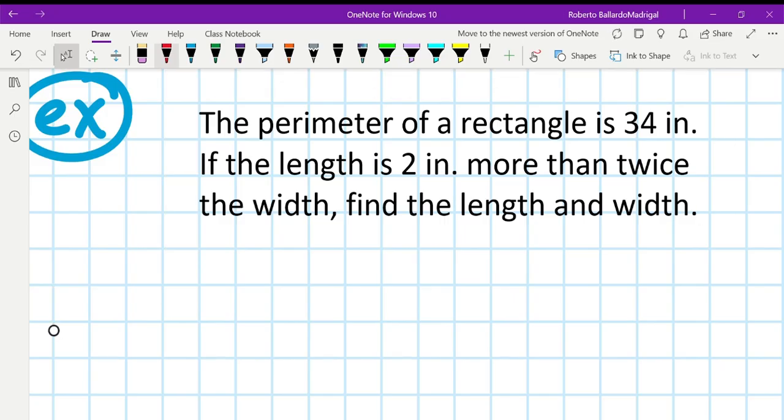Once again, the perimeter of a rectangle is 34 inches. If the length is 2 inches more than twice the width, find the length and width. I'll walk you through this one, don't worry. No, because you're only looking for length and width, so that's only 2 unknowns. Let's have you guys finish writing this down, and then we can start.